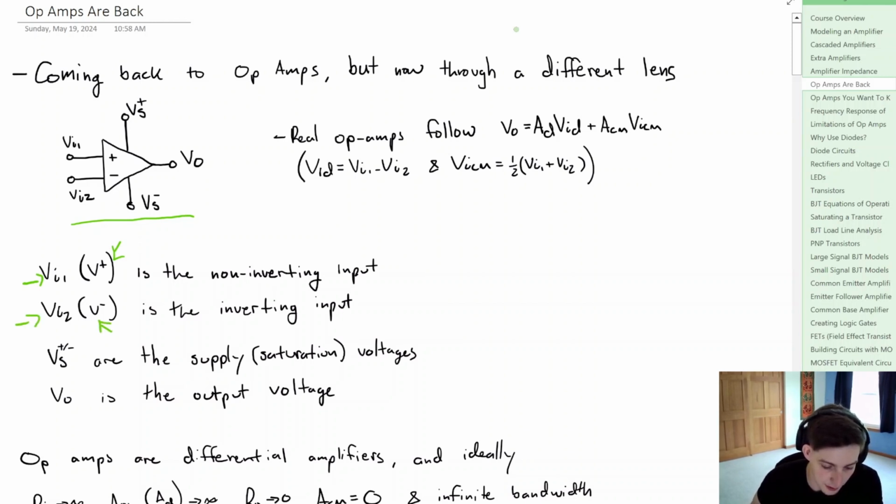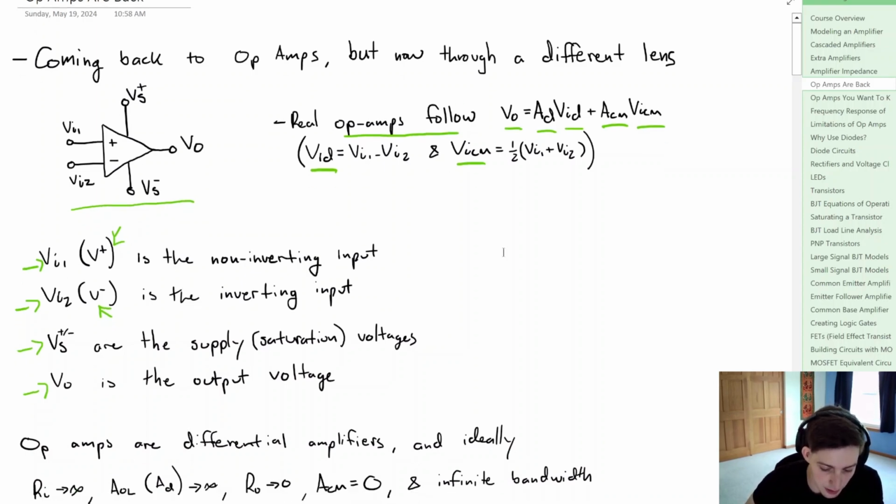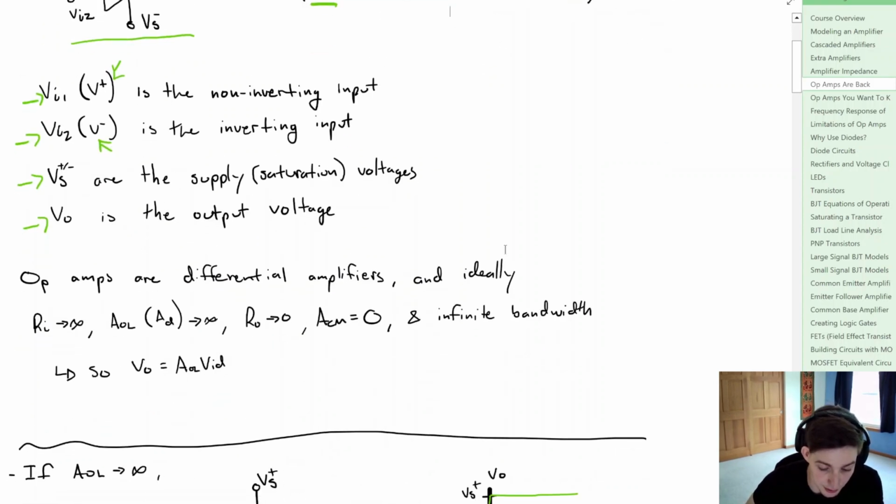We have VS plus and minus, which are the supply or saturation voltages, and then our output voltage is Vout or V0. Now, we had some basic rules, but realistically, op amps follow a more generalized rule, where we have the output voltage equal to the differential gain times the differential voltage plus the common mode gain multiplied by the common mode voltage. And again, we defined our differential and common mode voltages in the previous videos. And if we really get into it, op amps are differential amplifiers.